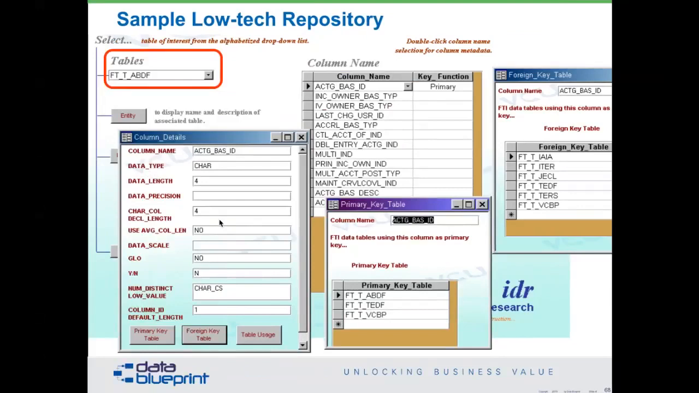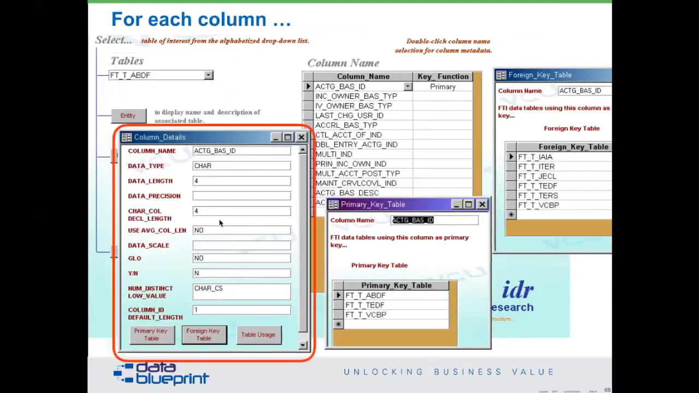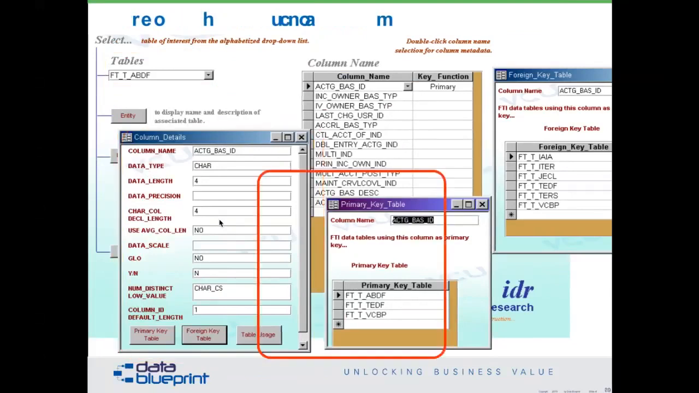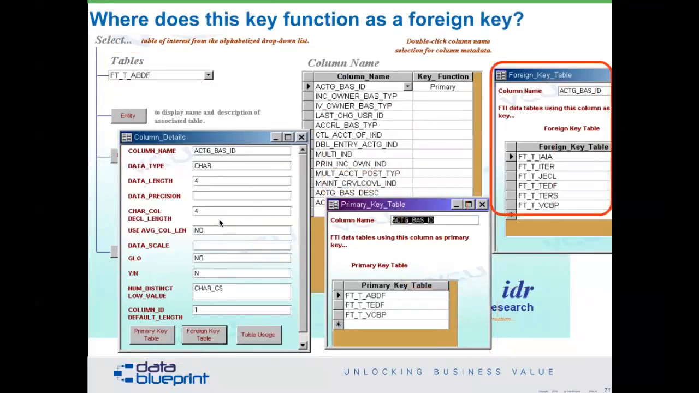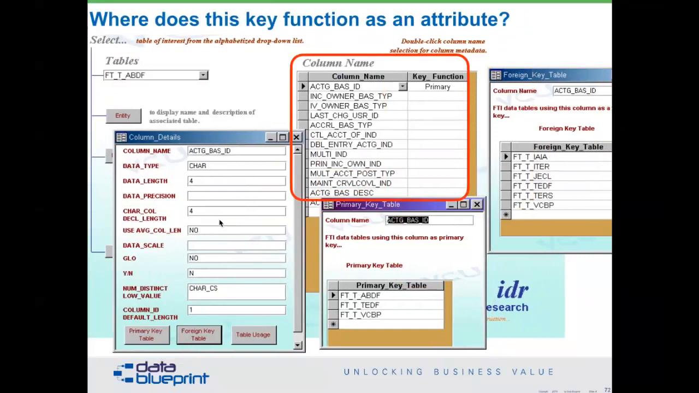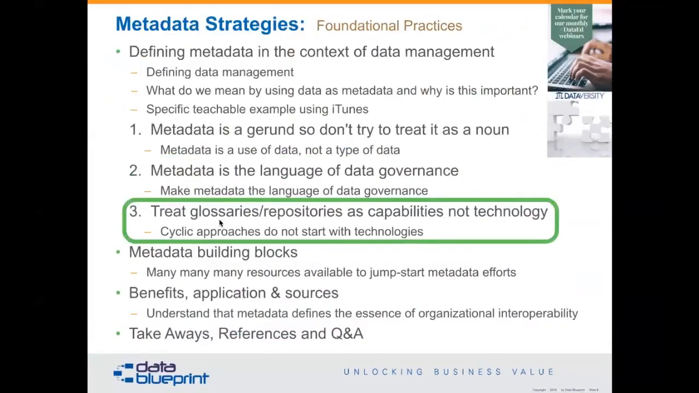Table, for example, FT_T_ABDF is used in this column. And I can take this column and click on the primary key and say, where else is it used? As a primary key, as a foreign key, or just as a column in general. Each of these represents metadata as a use, and it is how data governance should be done. The third piece of this is to look at these components as a technology, not, in fact, as data.